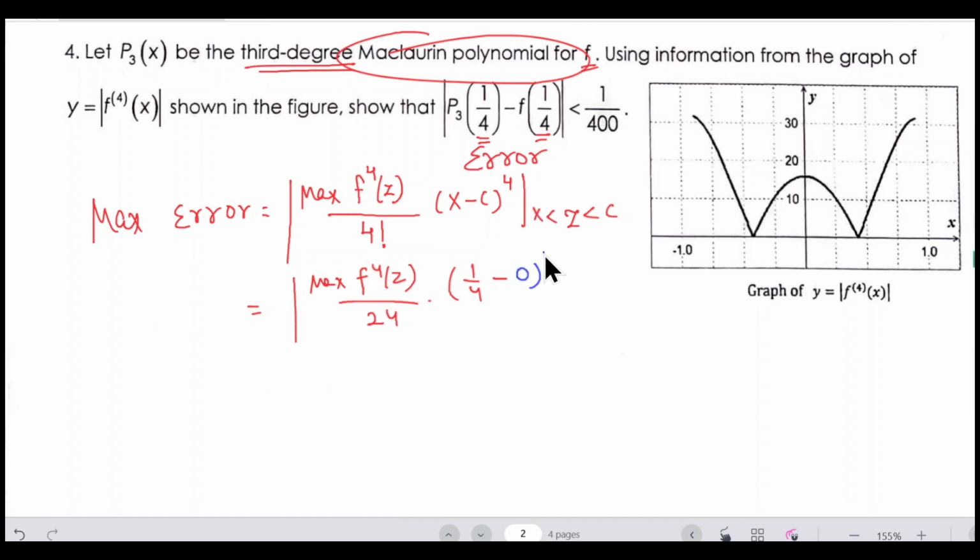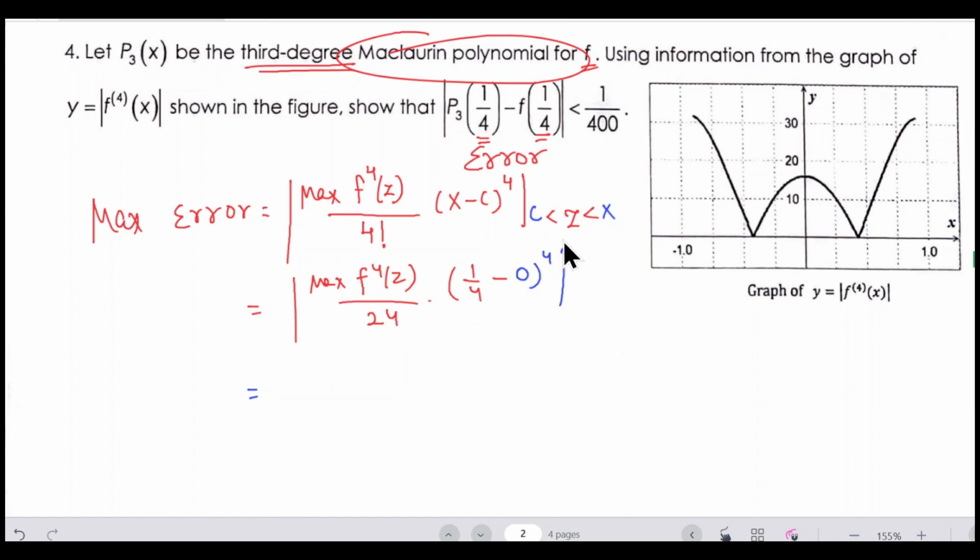So this is 0 raised to 4 over here. Now, we know that we are already given the graph of the function, right? The fourth derivative of the function, an absolute value. Sorry, this should not be x to c, by the way. This should be c to x, because c is already 0. It makes sense that it should be c to x.